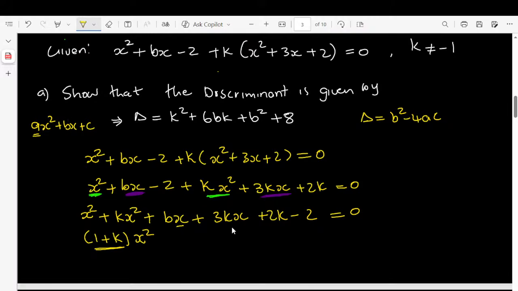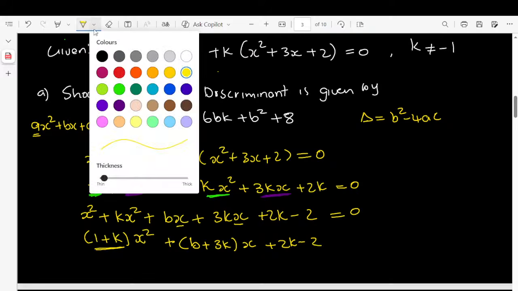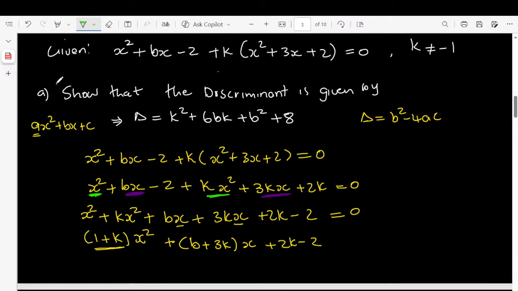We do the same with x as the common factor. I'll have b plus 3k inside the bracket, with the x outside. So the coefficient of x, b, is b plus 3k. Then we need to find the value of c. The value of c is everything that doesn't have the variable x. So this is my a, everything here is b, and this will be my c.